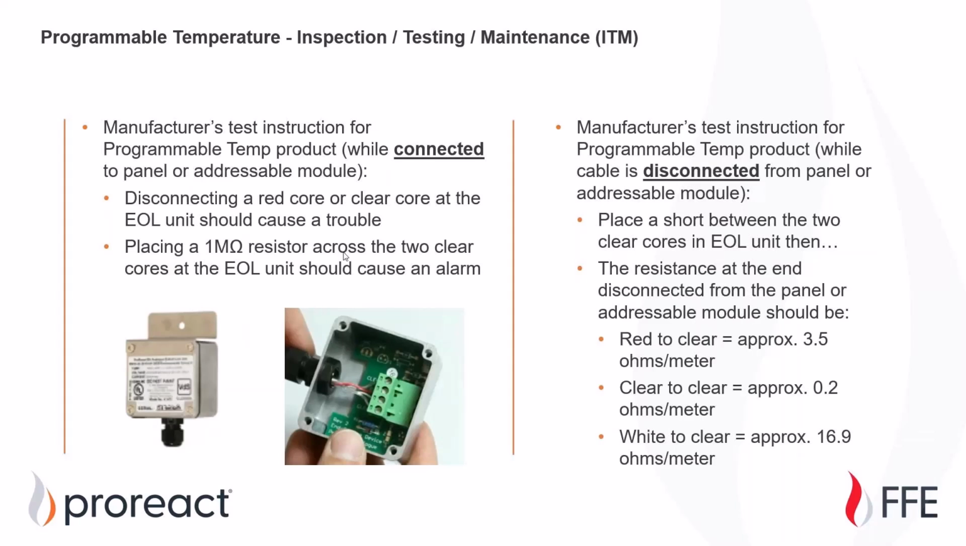For the programmable version, while you're connected to the panel, the procedure is a little bit different than if you're disconnected from the panel. But you just use a 1 megaohm resistor across the 2 clear cores. That should give it an alarm. If you're disconnected from the panel, then all you're doing is measuring resistance between a few of the different terminals or wires, I should say.